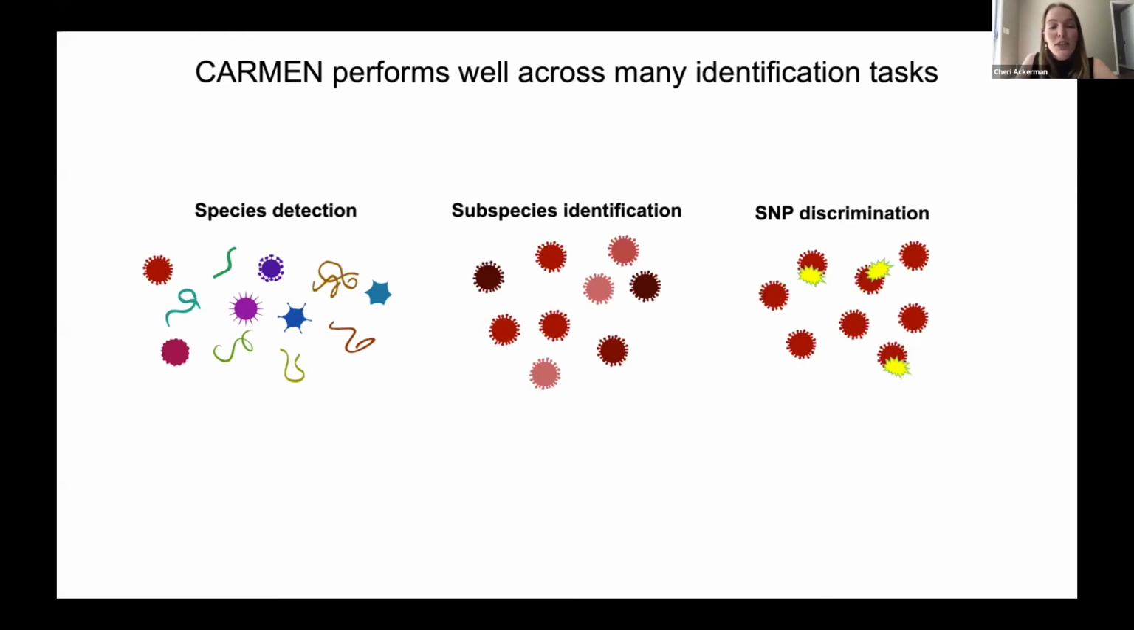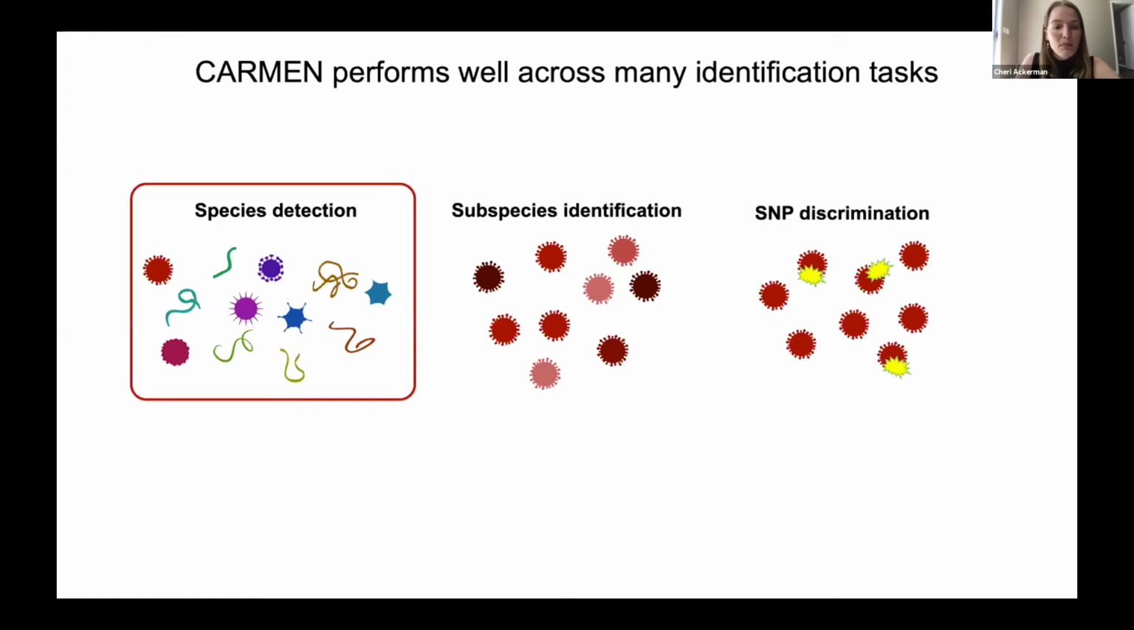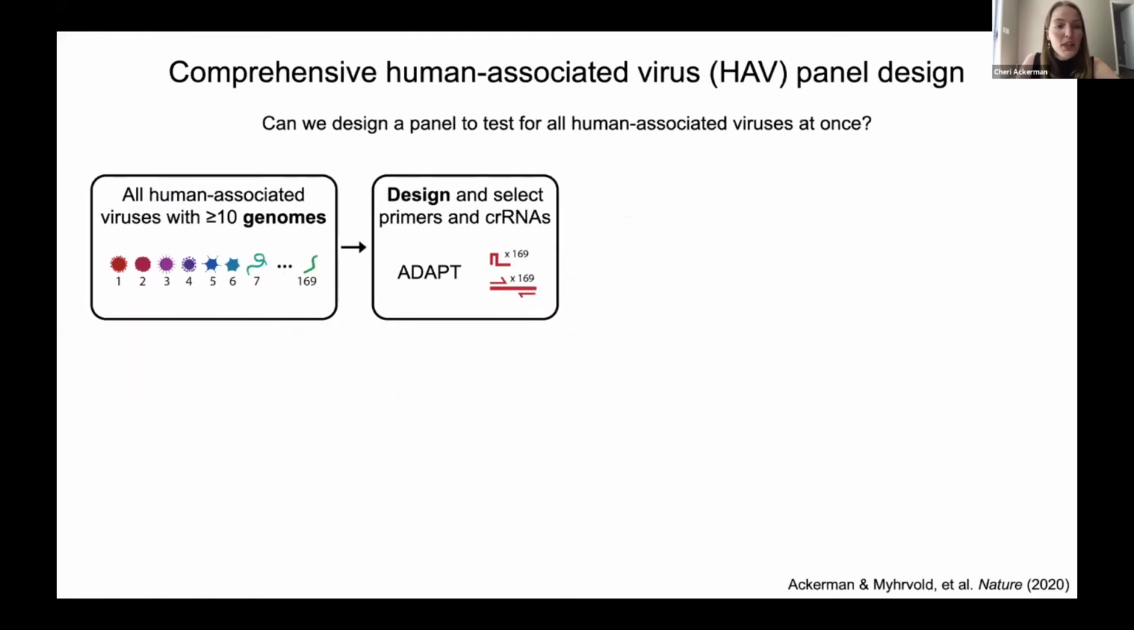And finally, we demonstrated that we can detect individual genetic mutations, or SNPs, single nucleotide polymorphisms, that can make a virus drug resistant. And so we're going to tell you a couple of vignettes about these. The first is species detection.